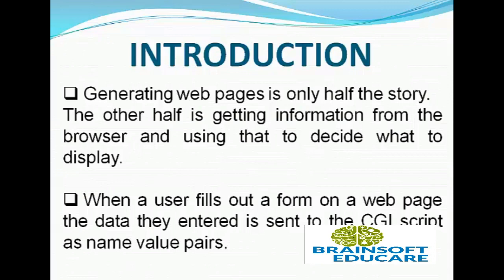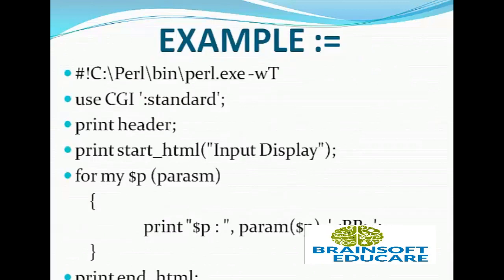When a user fills out a form on a web page, the data they entered is sent to the CGI script as name-value pairs. That can be extracted using CGI.pm. Here is an example of how to list all the data that the user entered.